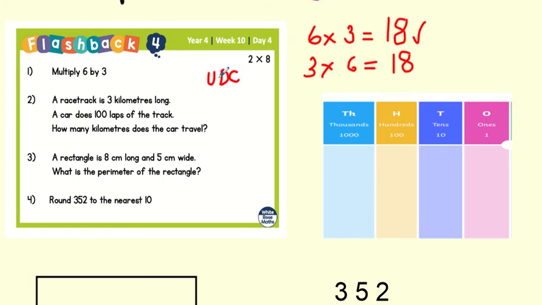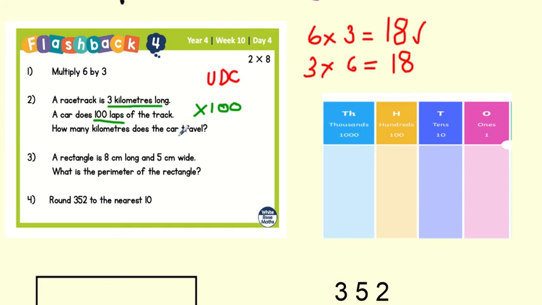So I'm going to read through the question. As I read through, I'm going to underline the important information. A racetrack is 3 kilometres long. Now, I'm not going to underline racetrack because it doesn't actually matter what's 3 kilometres long at this point, but I know something is 3 kilometres long. Whether it's a racetrack or a piece of string, doesn't matter. A car does 100 laps of the track, so they go round 100 times.